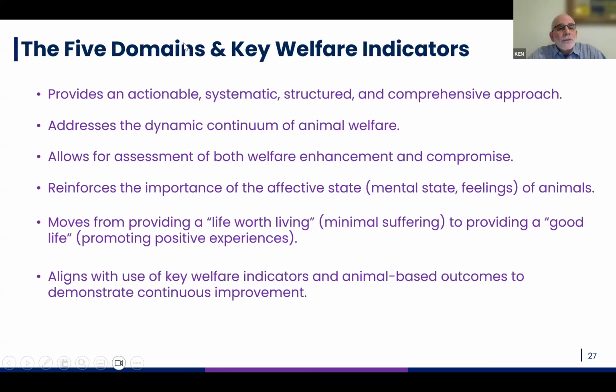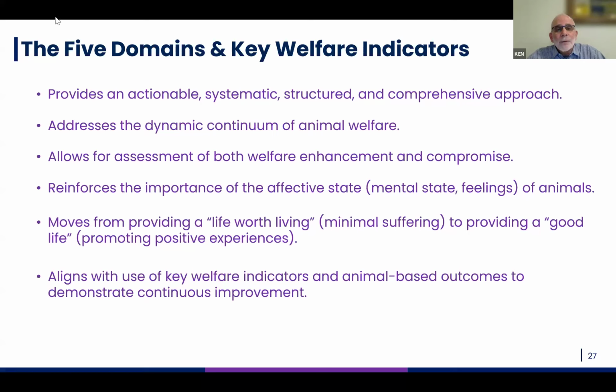Okay, so that was just a quick example to illustrate to you the connection between the 5 domains and key welfare indicators, and how it's really, again, a practical framework. KWIs are very practical in nature. You can see how you can use that to drive that continuous improvement in welfare that we're looking for.